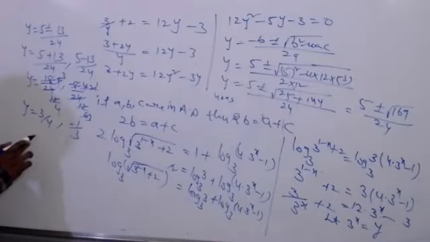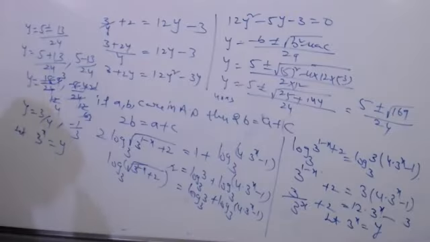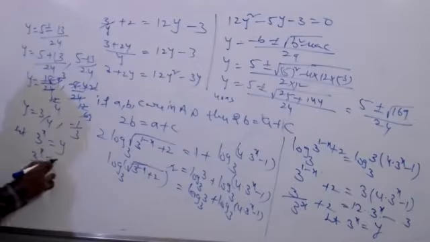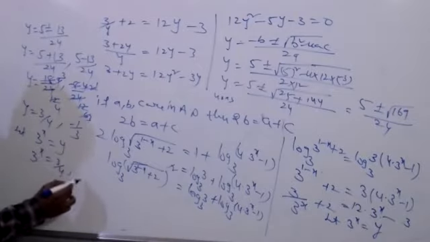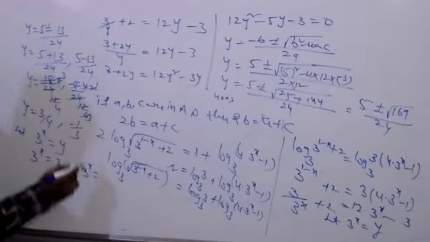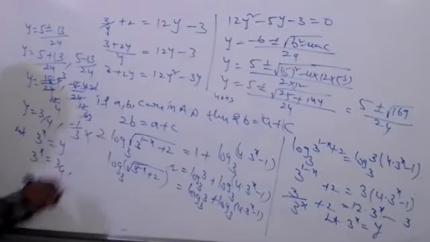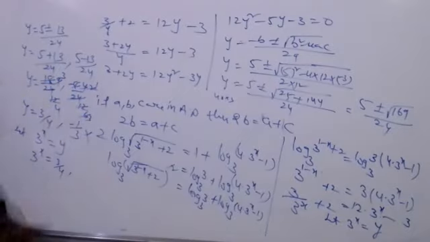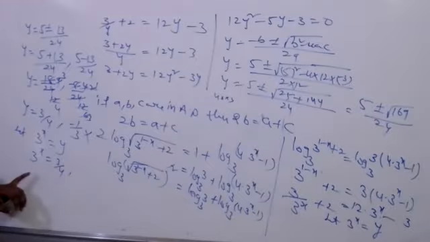Now here y is equal to 3 power x. 3 power x is equal to 3 by 4, and 3 power x is equal to minus 1 by 3, which does not exist. Then 3 power x is equal to 3 by 4, so x is equal to 1 minus log 4 base 3.